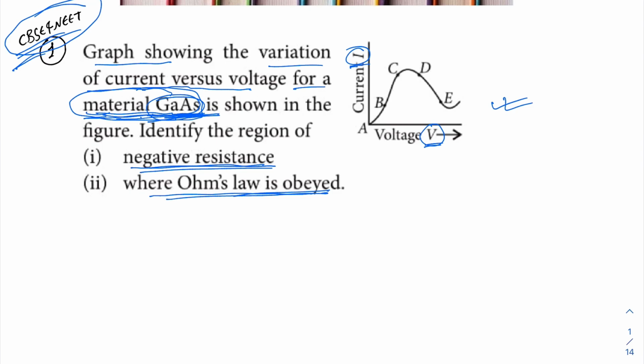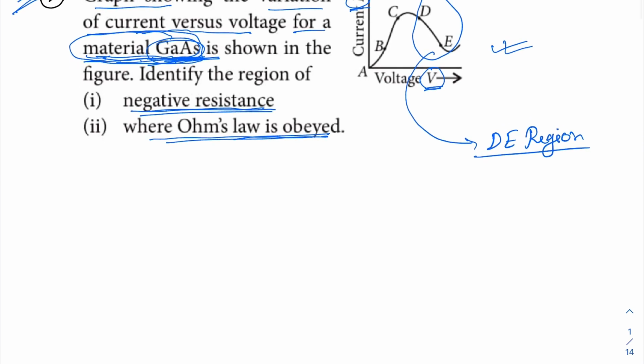Okay. Now we take the DE region, suppose. In this DE region we can see that the voltage is increasing. Voltage is 0 and it is going up, 1, 2, 3, 4. So it is increasing. From D to E, the voltage is increasing.